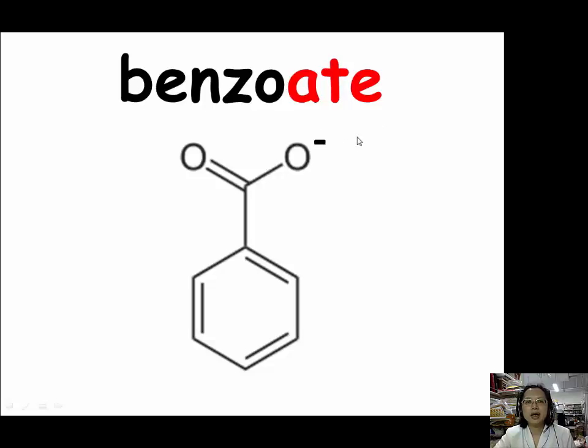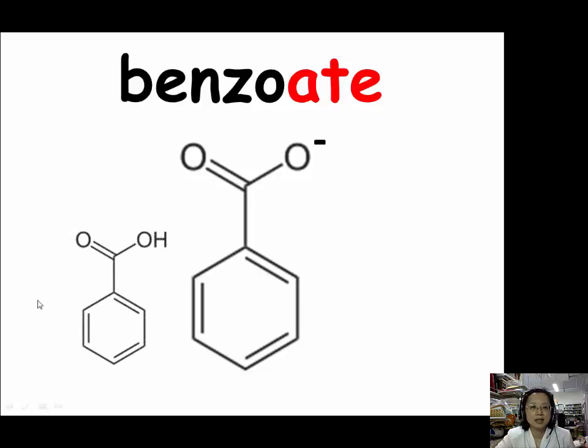For ATE, our example is benzoate. Benzoate is any salt or ester of benzoic acid, the dissociated form of benzoic acid. This is benzoic acid, and this is benzoate. See the difference here?